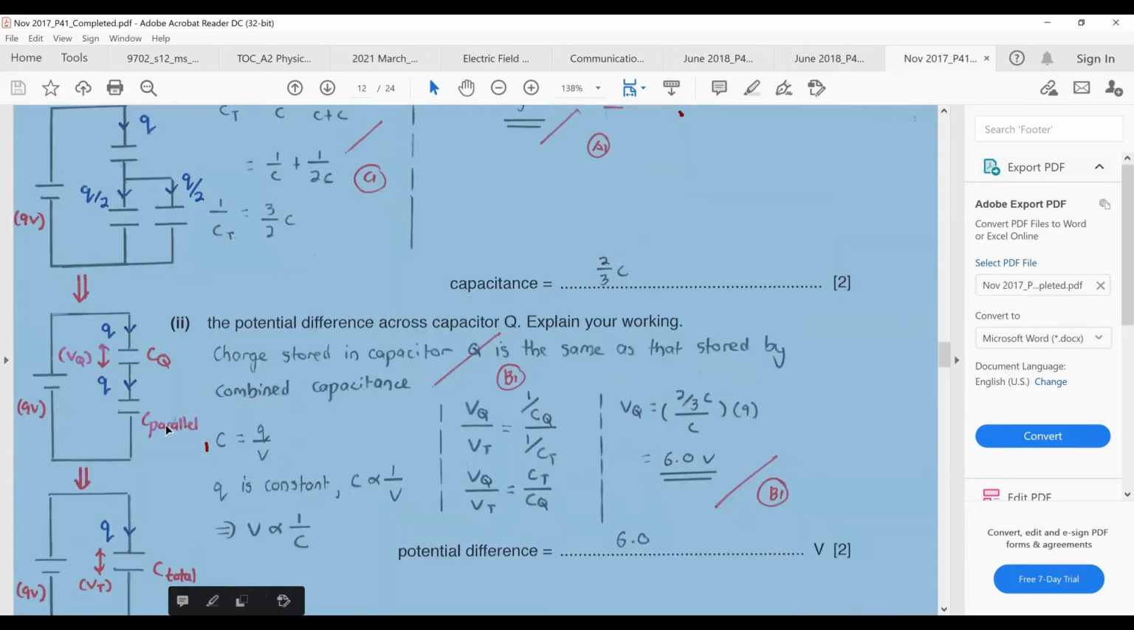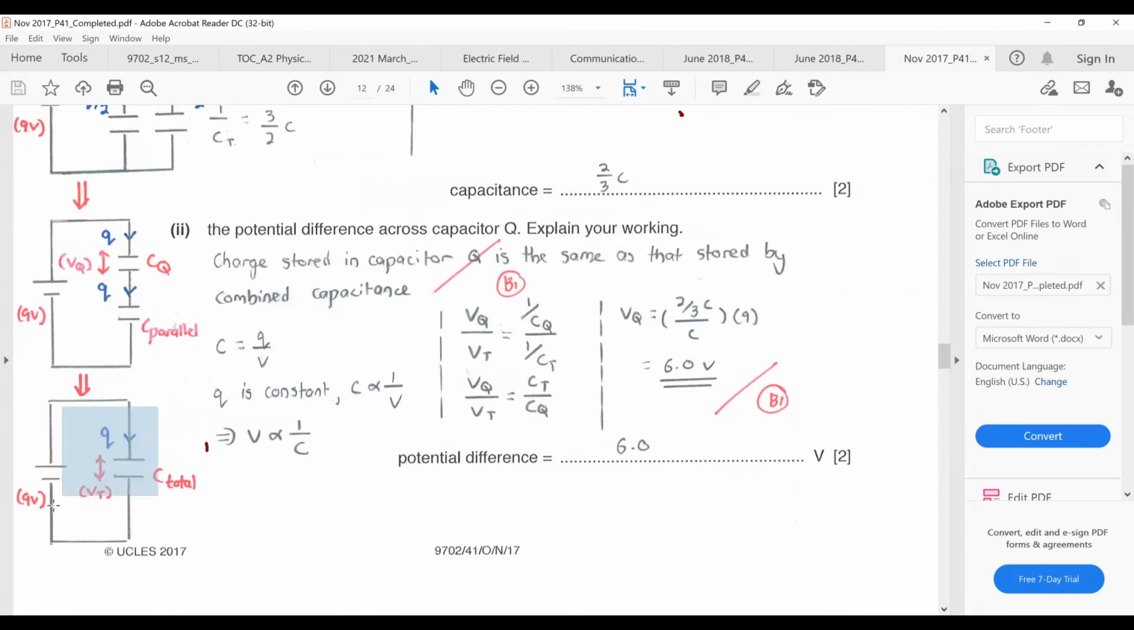Okay, you can work backwards by looking at this. If this is now the single equivalent circuit, whatever total charge is stored in the total equivalent capacitance, that charge will be the charge here and also the charge here. Okay.